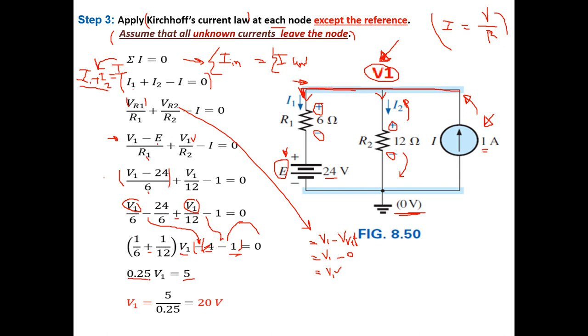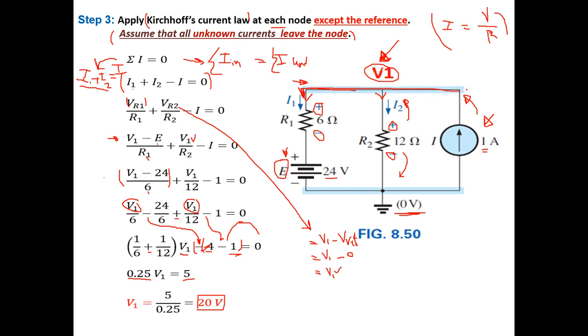So to find V1, just divide 5 over the factor of V1 here, which is 0.25, so you will get 20 volts. So this is our nodal voltage. The nodal voltage at this point here is equal to 20 volts.